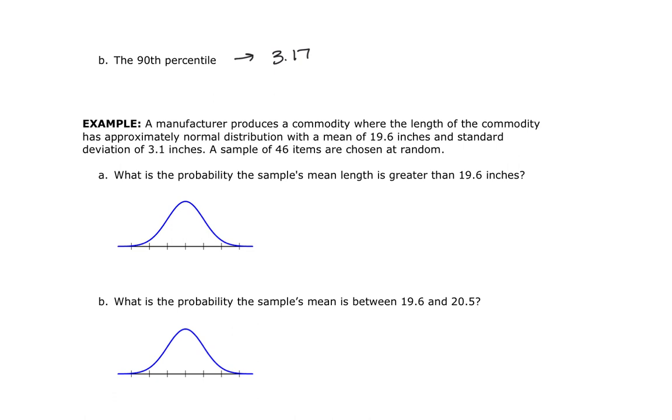What is the probability the sample's mean length that you choose is greater than 19.6 inches? Well, that's kind of nice. 19.6 is right here, so that is my mean. I don't actually have to do any calculations because 19.6 is the mean and it's right in the middle. And so the probability of my x being greater than or equal to, it doesn't matter, 19.6 is 0.5.